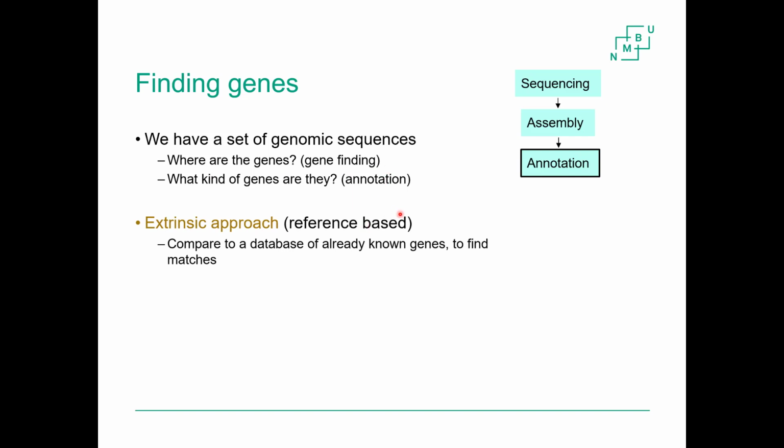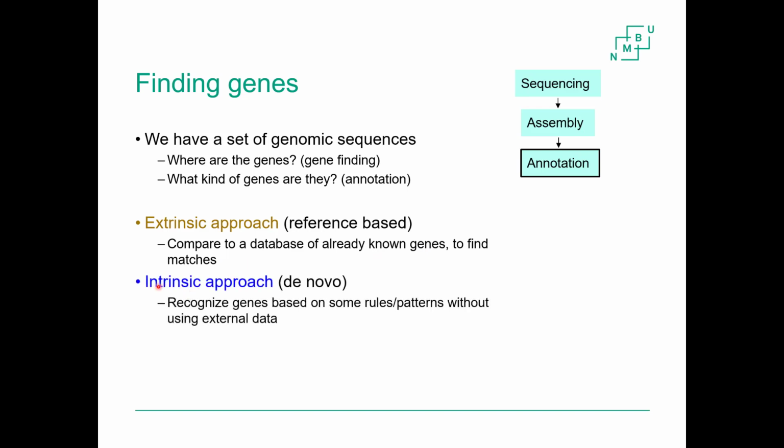And then there are two distinct ways of approaching this. The extrinsic approach, or reference-based, means that you actually compare to some database. You have a collection of already known genes, and you see if you can find something similar here. The intrinsic approach, or de novo, means that you go hunting for new genes, because in the other approach you can only find what you have discovered before. Here you can discover something new, right?